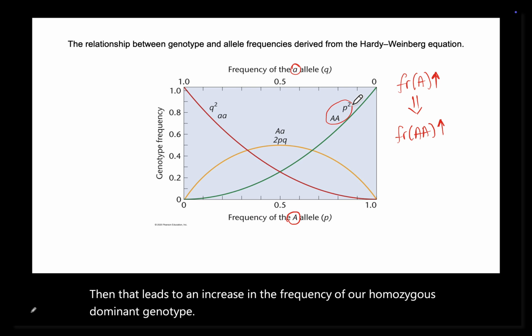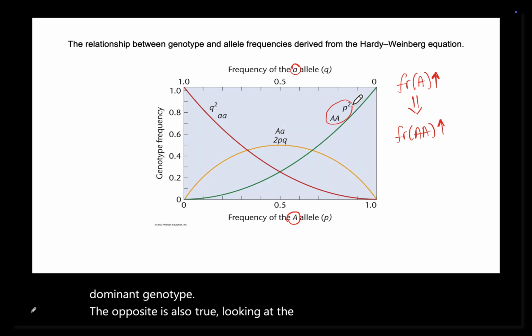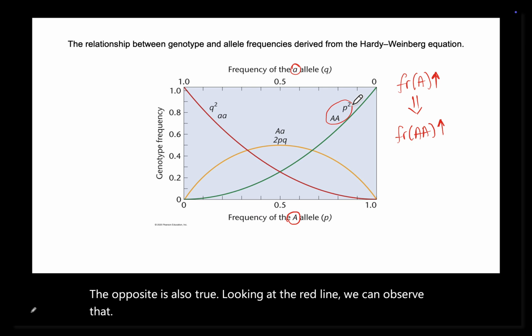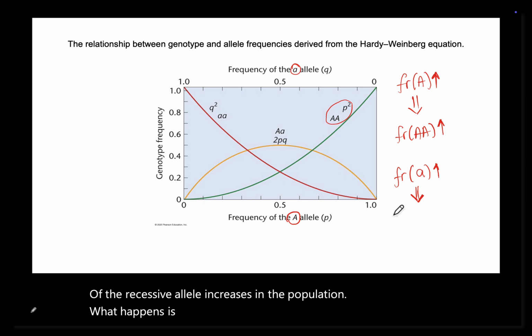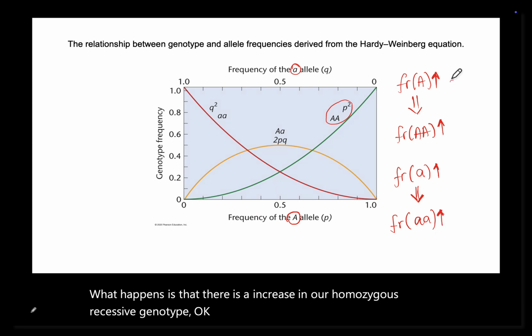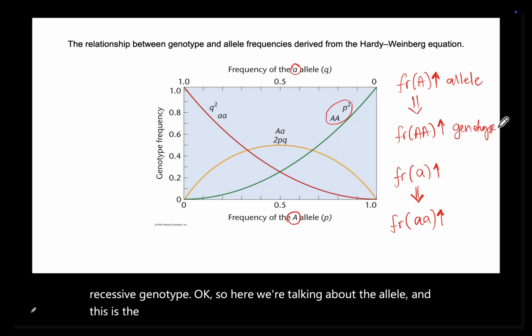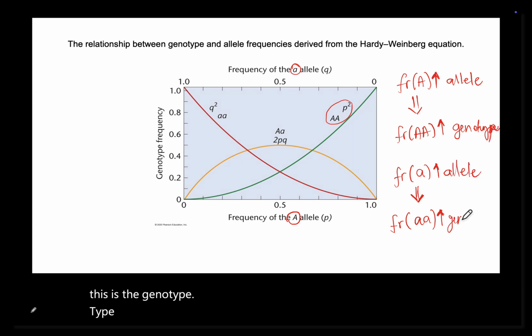The opposite is also true. Looking at the red line, we can observe that if the frequency of the recessive allele increases in that population, what happens is that there is an increase in our homozygous recessive genotype. Okay? So here we're talking about the allele, and this is the genotype. Allele, genotype.